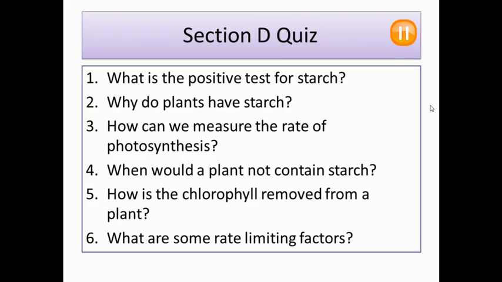Okay, so what's the positive test for starch? Why do plants have starch? How can we measure the rate of photosynthesis? When would a plant not contain starch? How is the chlorophyll removed from a plant? What are some rate limiting factors? Okay, so pause that and answer the questions.